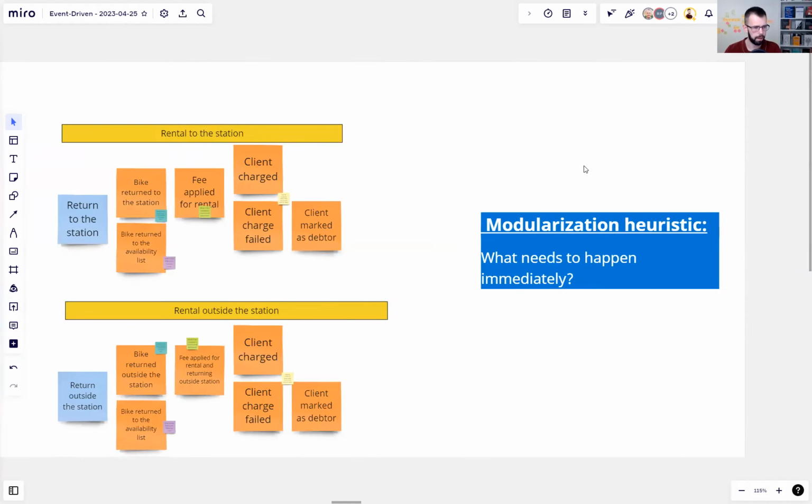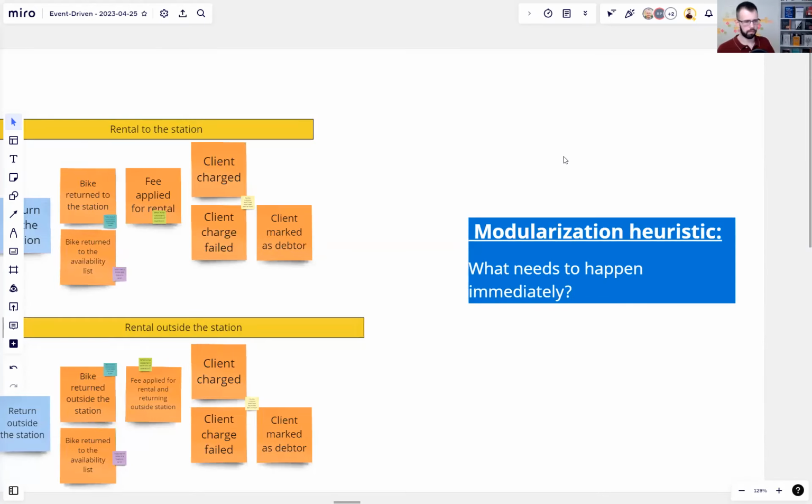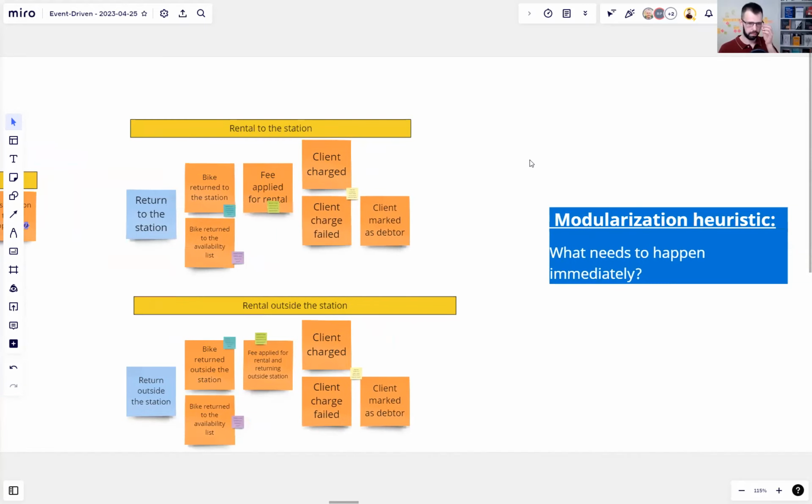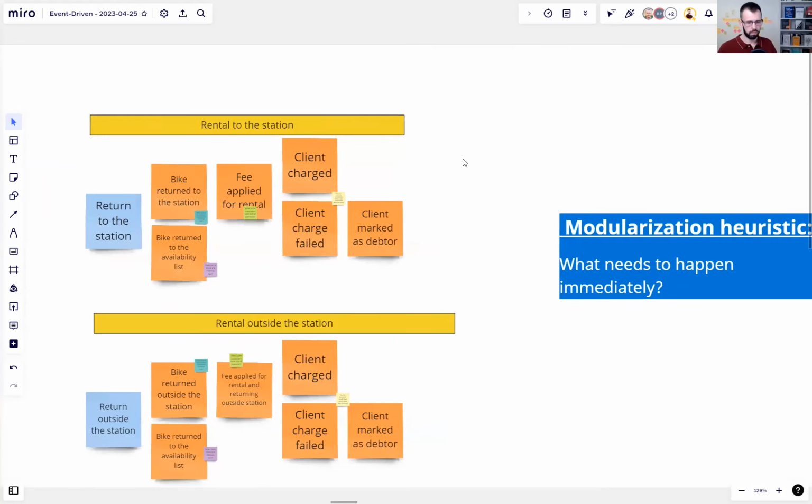I want to ask one more question before we jump off here, because this frame is exactly the second question. If you leave it right there, you see client charged is in two places, and of course, client charge failed. Are you implying that there's always going to be a command that's a result of the event for a fee applied for rental and returning outside station?